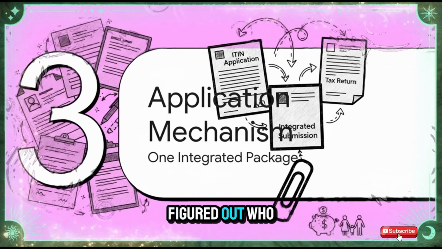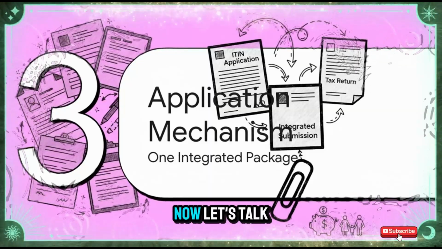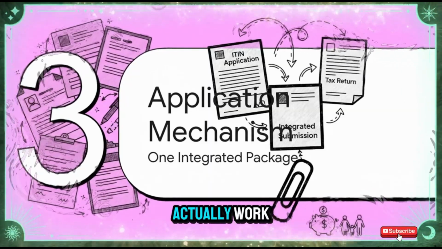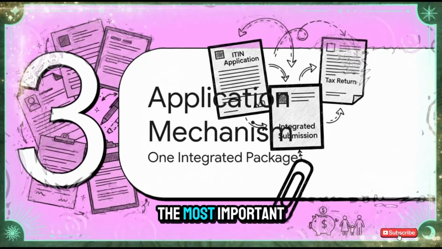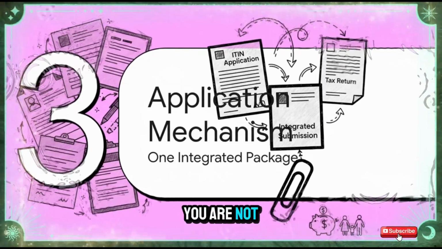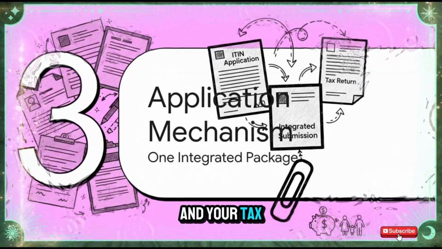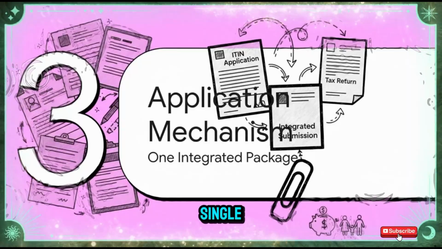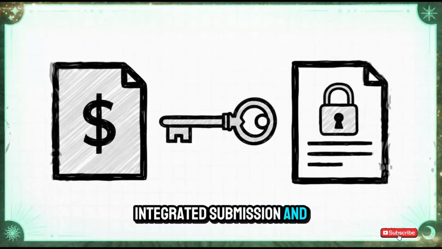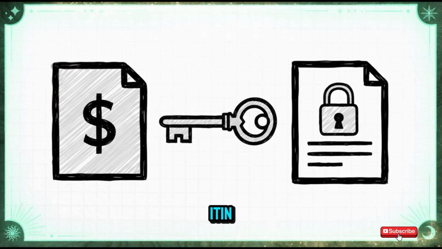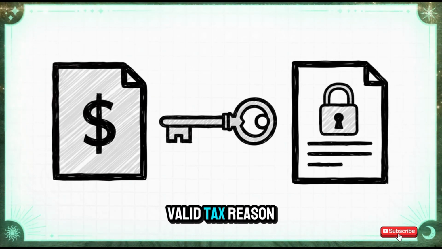Okay, so we figured out who qualifies. Now let's talk about the mechanics. How does this whole application process actually work? The most important insight here is that you are not doing 2 separate things. The ITIN application and your tax return are one single integrated submission. And here's the logic behind that. The IRS will only issue an ITIN if you can show them a valid tax reason. You can't just get one because you want one.